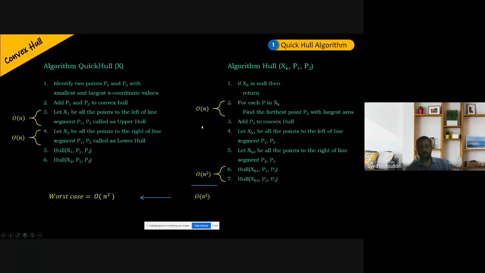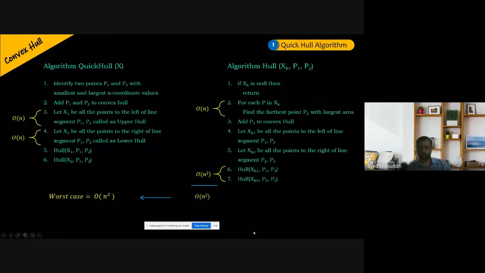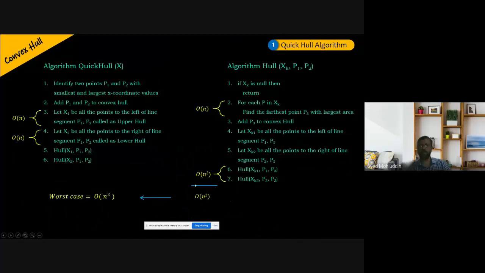So adding these two, we are not multiplying them. Adding these two, it becomes a polynomial, n plus n square. So the highest degree of the polynomial is n square itself. So the time complexity of this quick hull algorithm, using a divide and conquer approach, is O of n square. And this is in the worst case, when all the points lie on the extreme. All points lie on the extreme, that is the worst case. On the border, there are no points between or inside the hull. So that's the worst case.